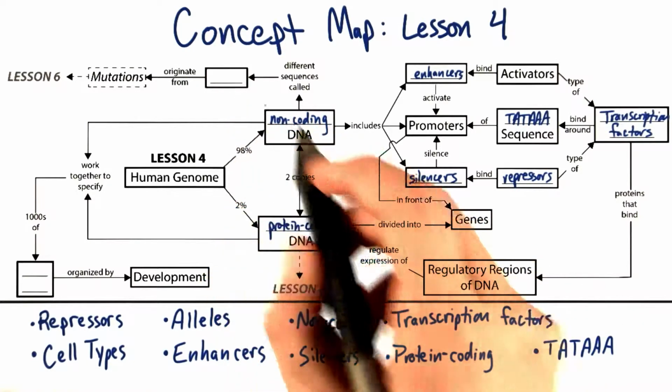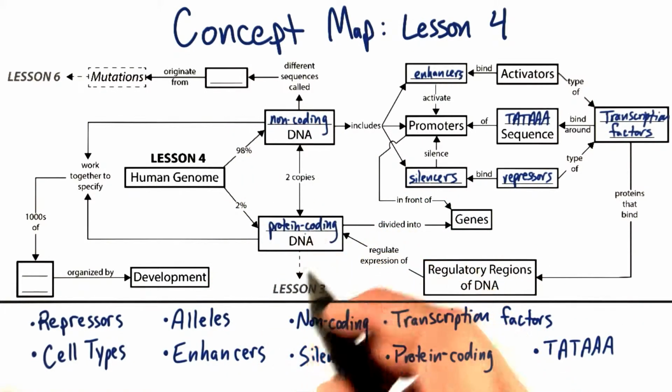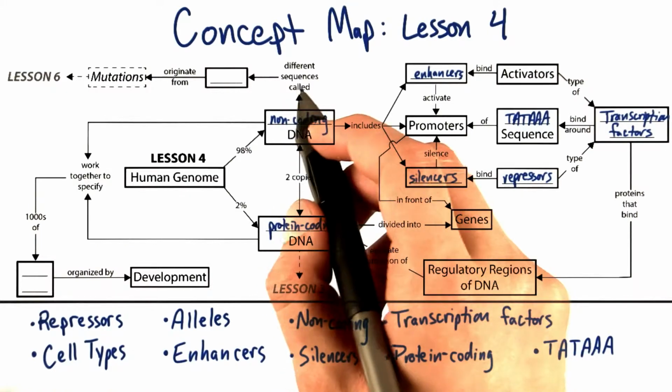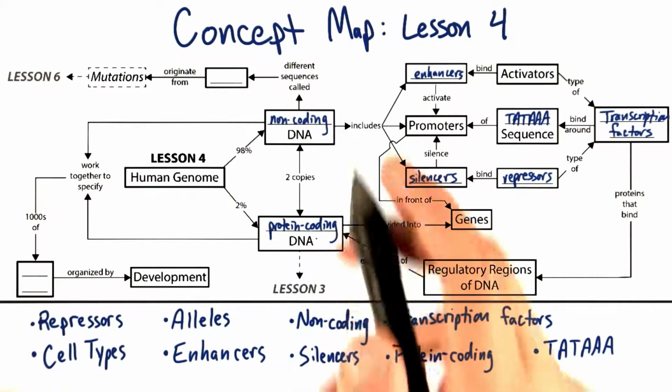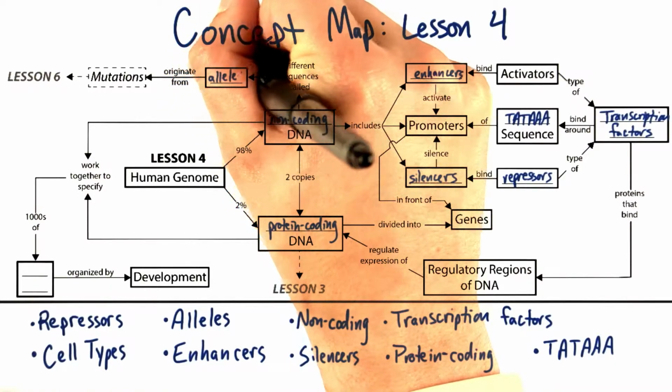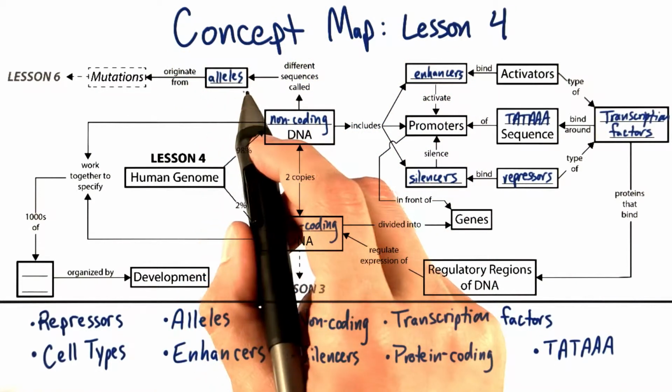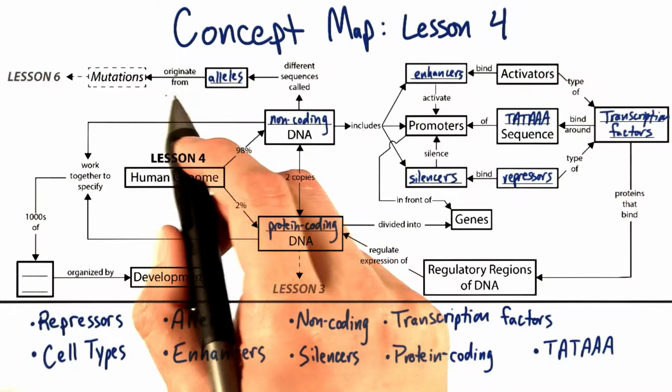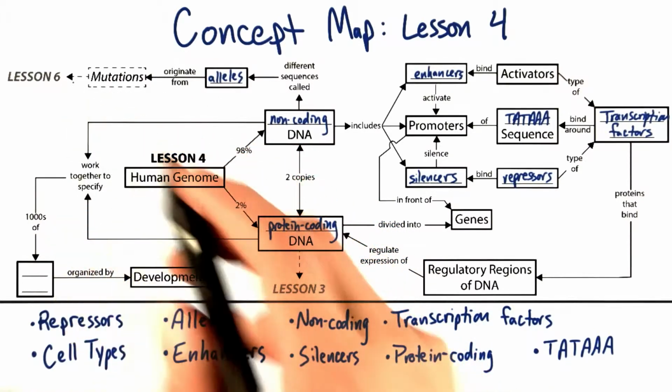We also learned very specifically that just like in Lesson 3, that different sequences of protein-coding DNA can be called alleles, the same is true for non-coding DNA. We can have different sequences called alleles, and these all originate from mutations, which we'll learn about more in Lesson 6.